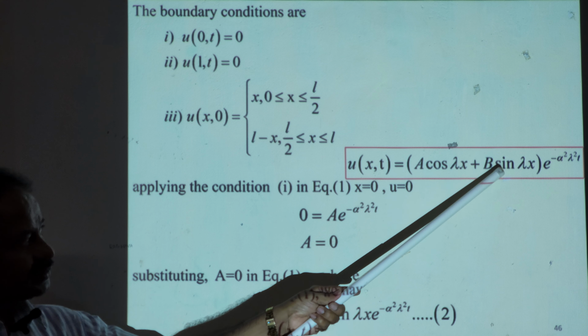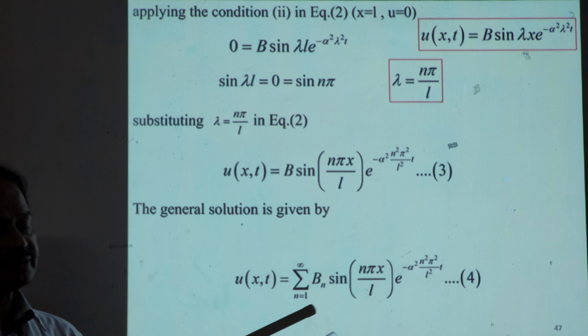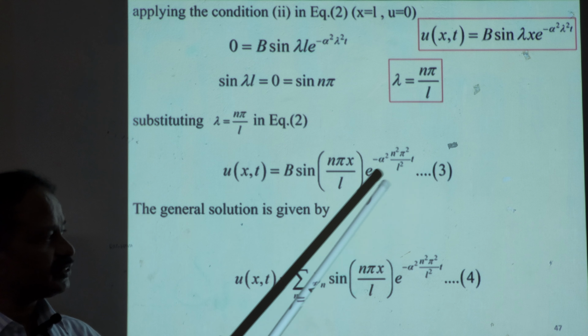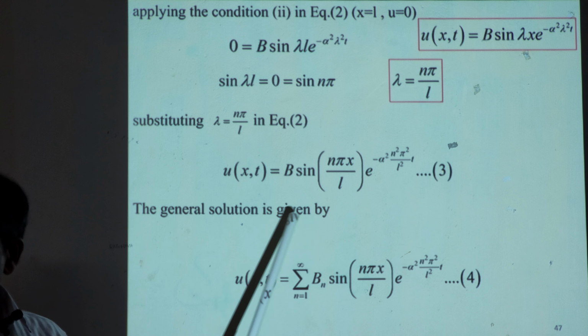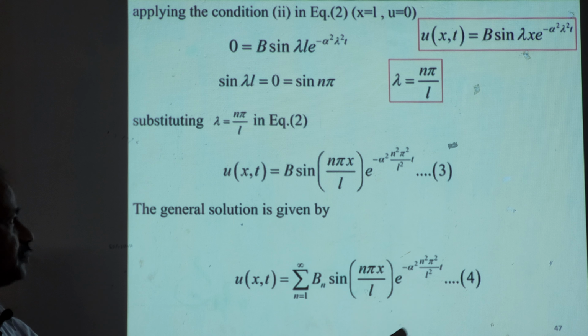So we have now u(x,t) equal to B times sin(n pi x by L) e to the power minus alpha squared n squared pi squared by L squared t. Equation 3. Now this is the most general solution. So the general solution is given by this Fourier series, the half range Fourier series sine term, which is given by this equation 4. We have to find the value of Bn.